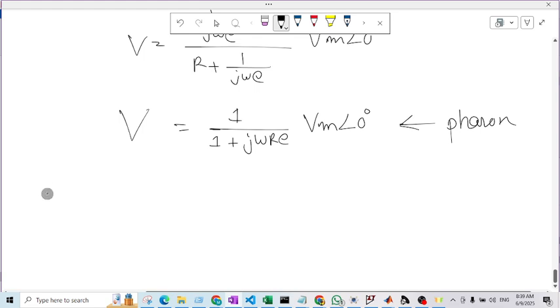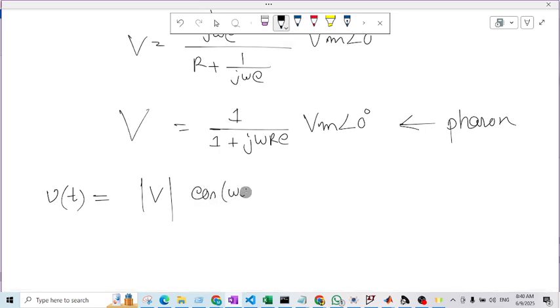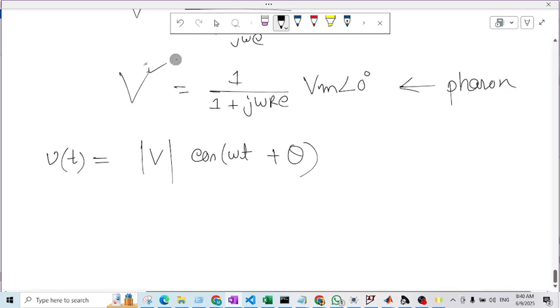But if I now want the instantaneous voltage, which is a function of time, then it has a magnitude and it also has a phase theta, right? cos omega t plus theta, right? So now I need to find the magnitude of this. So the magnitude is simply 1 by the square root of 1 plus omega square r square c square.